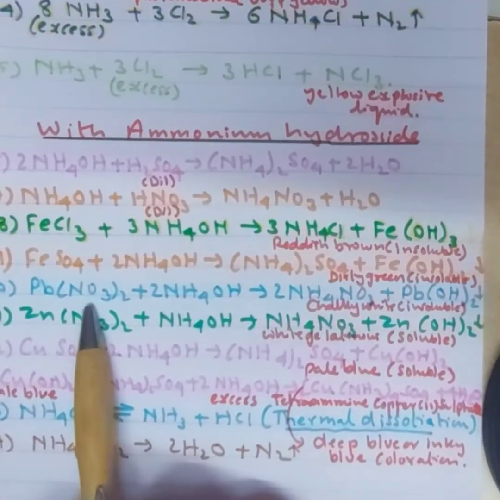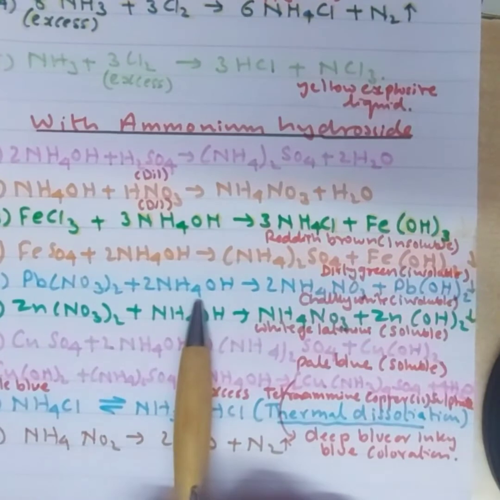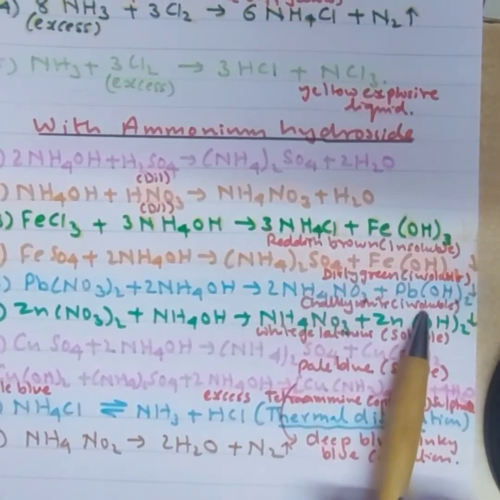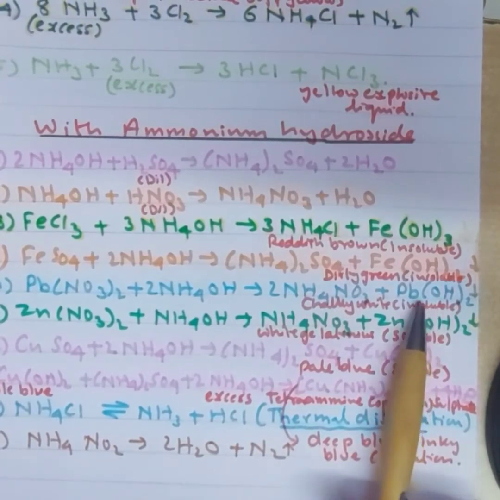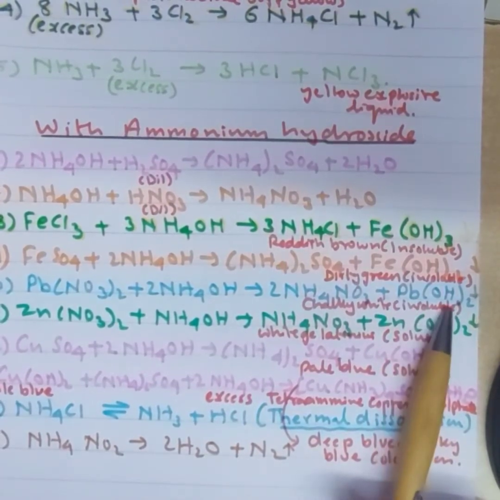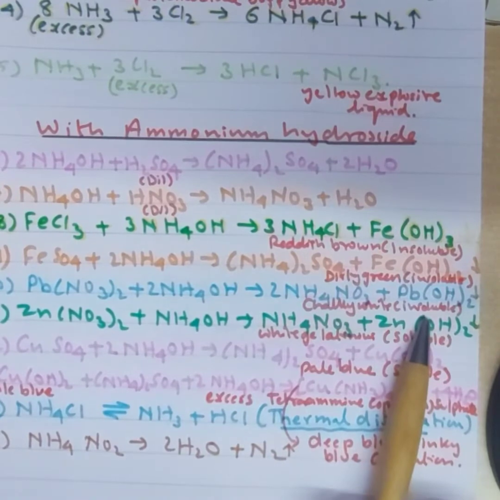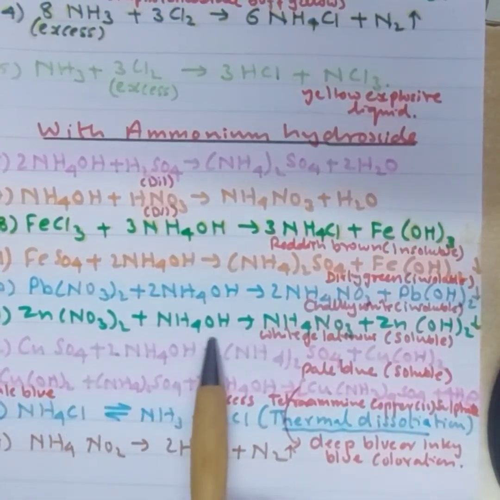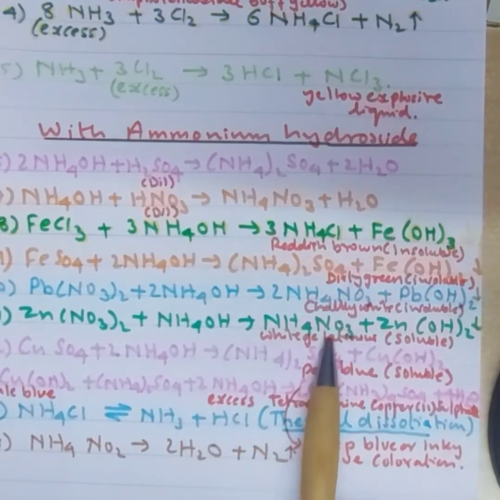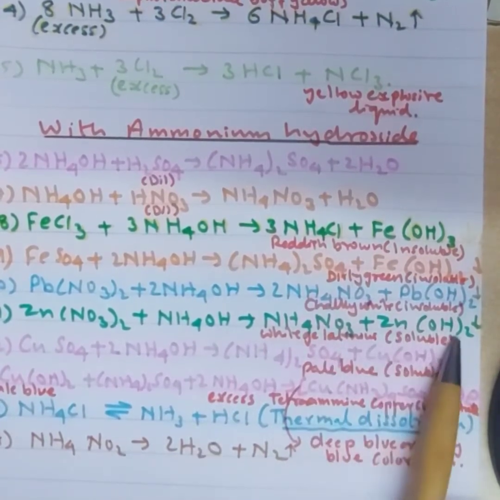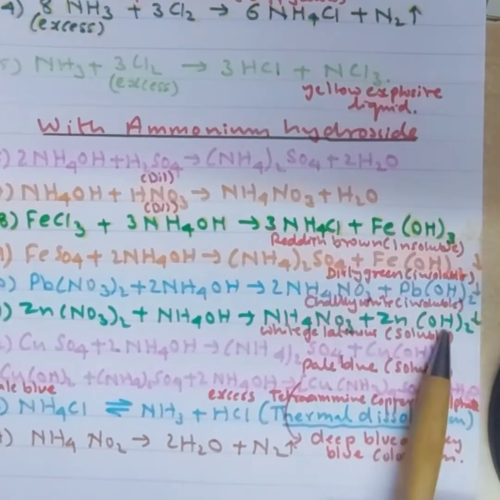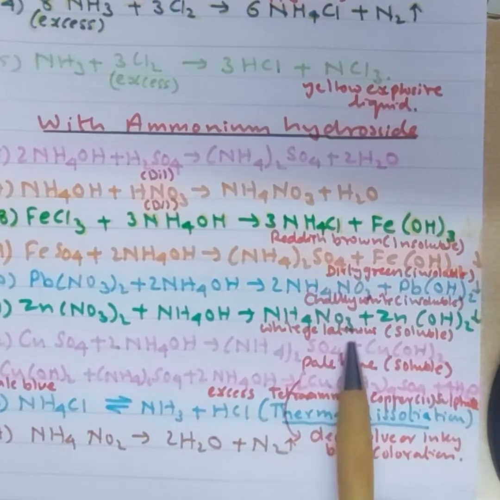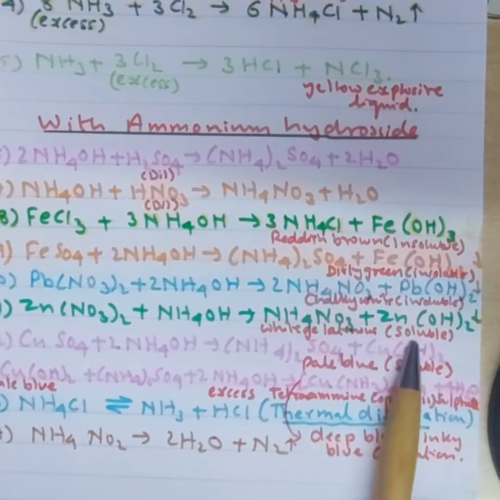Then lead nitrate with ammonium hydroxide gives you ammonium nitrate plus lead hydroxide, which is a precipitate, and the color of the precipitate is chalky white and it's insoluble in excess ammonium hydroxide. Zinc nitrate with ammonium hydroxide gives you ammonium nitrate plus zinc hydroxide. Zinc hydroxide is the precipitate formed. Now this zinc hydroxide is white gelatinous and it is soluble in excess ammonium hydroxide.